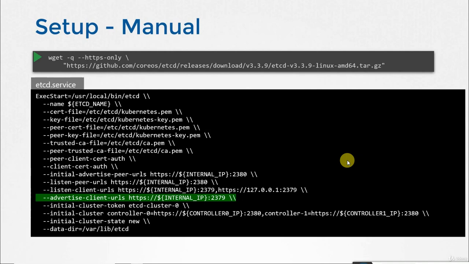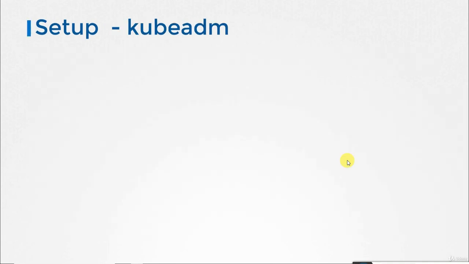This is the address on which etcd listens. It happens to be on the IP of the server and on port 2379, which is the default port on which etcd listens. This is the URL that should be configured on the kube-api server when it tries to reach the etcd server.